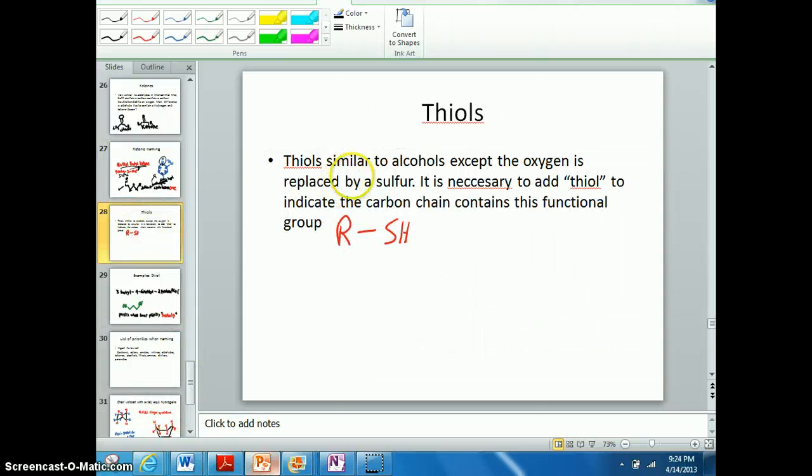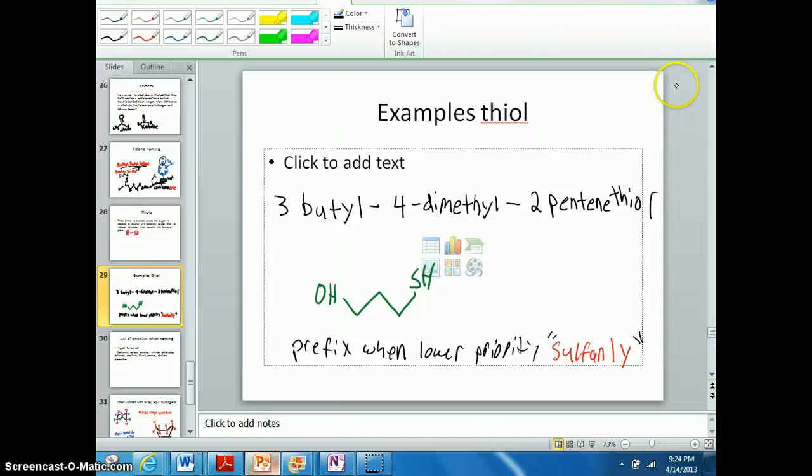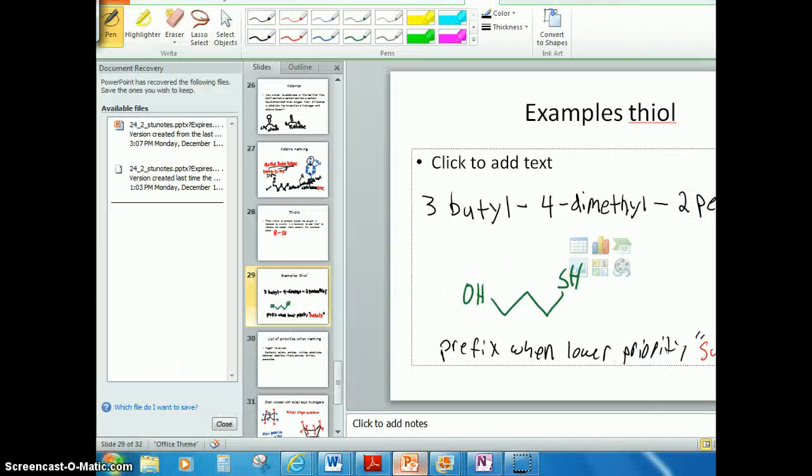Thiols. Thiols are similar to alcohols except the oxygen is replaced by a sulfur. It is necessary to add thiol to indicate the carbon chain contains this functional group. So this is very basic. Here's your R group and it contains your sulfur. So here we go. 3-butyl 4-dimethyl 2-pentathiol. So this looks something like.